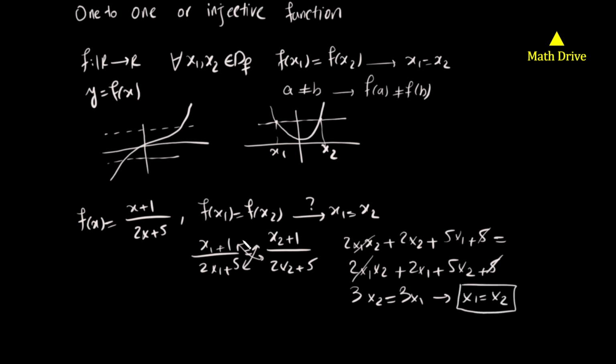So we started from, for any x1 and x2 from the domain, if f(x1) is equal to f(x2), and the conclusion is x1 is equal to x2, meaning this function is one-to-one.